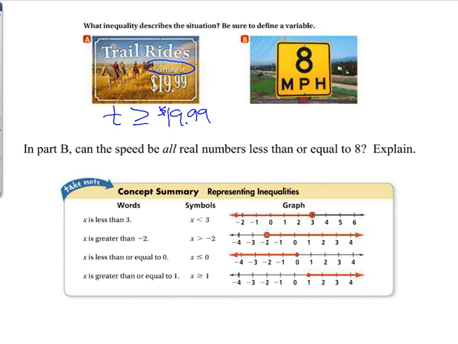Okay, see if you can do the 8-mile-an-hour one. We need a variable, M. M for miles per hour, or you could say S for speed. We know it's going to be an 8 over here. What's the symbol? Less than or equal to. Your speed has to be less than or equal to 8 miles an hour. If you go over that, you're speeding.